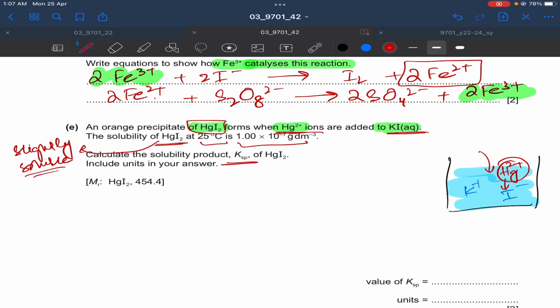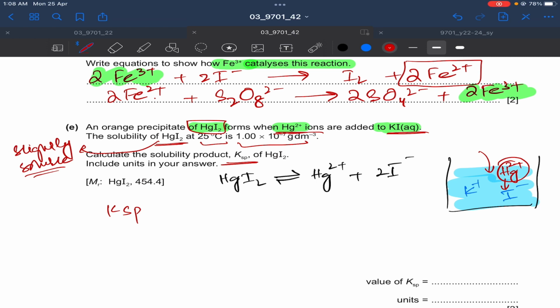Calculate the solubility product of HgI2. We have to calculate the value of KSP, but first let's write the equilibrium expression for the dissolving of HgI2. When HgI2 is added in water, because it is partially soluble, it forms an equilibrium with the dissolved ions. So we get mercuric ions and 2 moles of iodide ions.